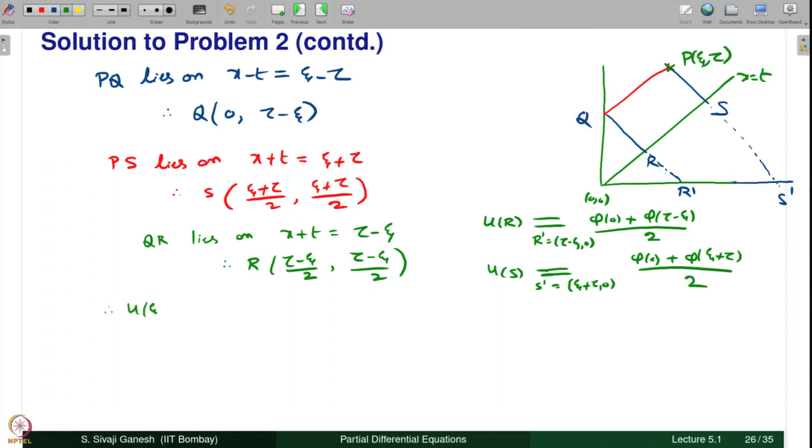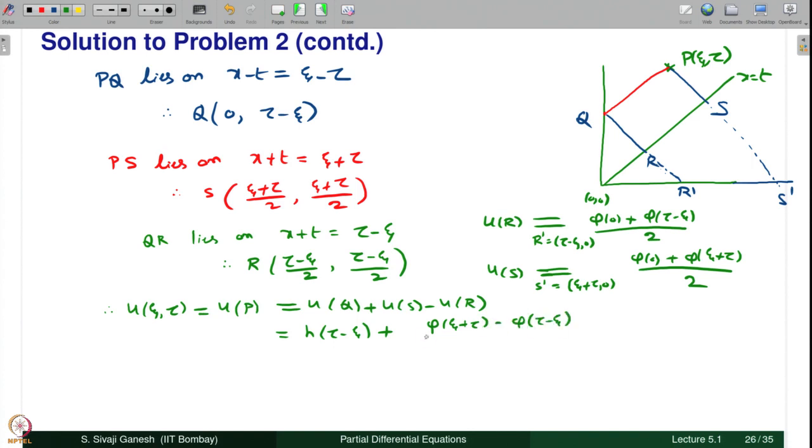So, therefore, U at the point xi comma tau is U of P. Okay. By parallelogram identity, it is U of Q plus U of S minus U of R. So, that is nothing but H of tau minus xi plus phi of xi plus tau minus phi of tau minus xi by 2. So, now let us switch to x t instead of xi tau, because now we have the formula. So, u of x t is nothing but h of t minus x plus phi of x plus t minus phi of t minus x by 2.